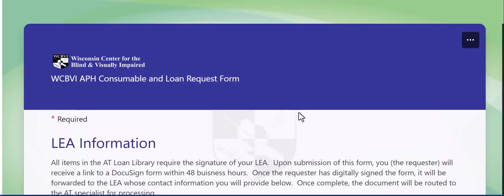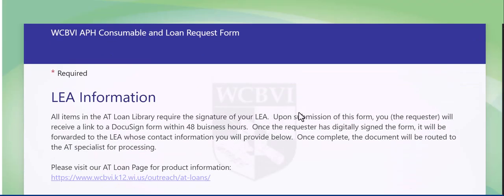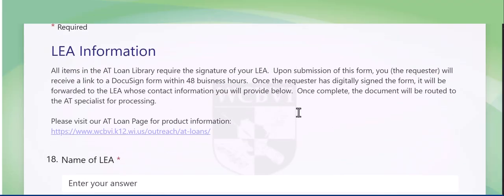LEA information. And as we said, the LEA is the person that is guaranteeing the equipment. So this information is necessary. All items that are AT loan items, or actually, it doesn't explicitly say Braillers, but Braillers as well, require the signature of your LEA. Upon submission of this form, you, the requester, will receive a link to a DocuSign form within 48 business hours.